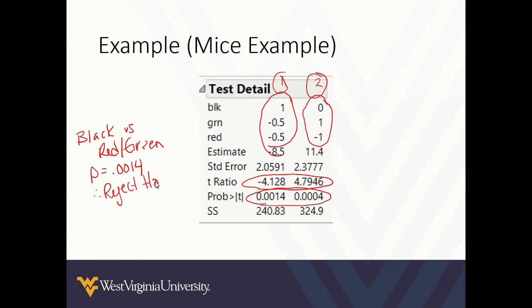Then taking a look at our second contrast, where we looked at the green door versus the red door, we can see that we had a p-value of 0.0004, and this would also tell us that we could reject our null hypothesis. So that tells us that there is also a significant difference between the times of mice going through a green door versus going through a red door.